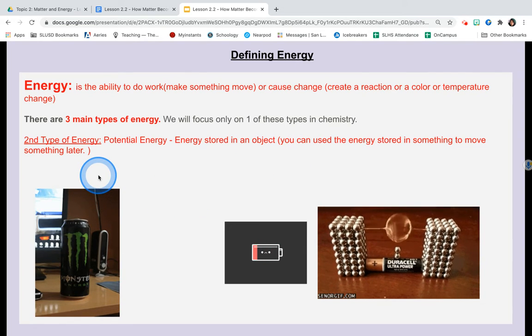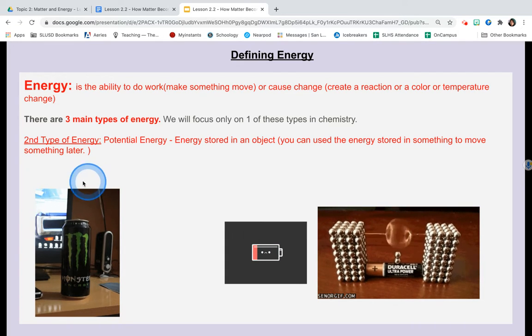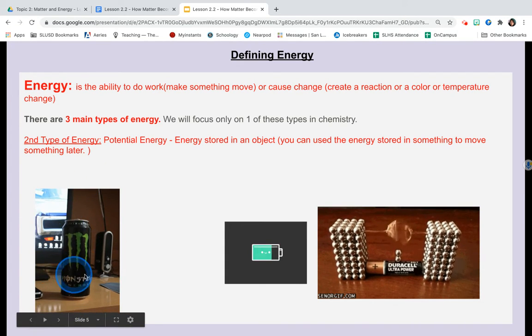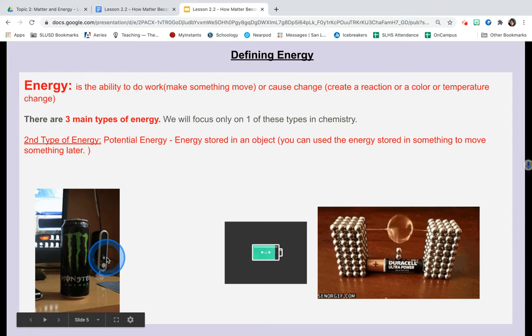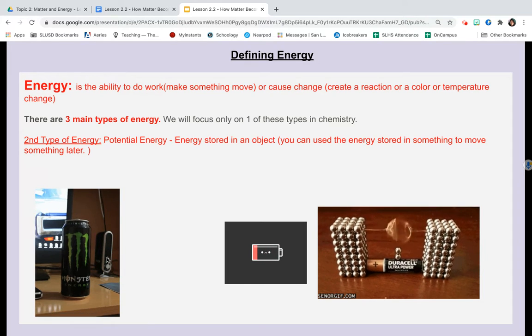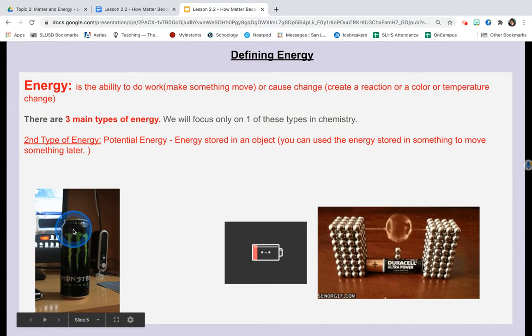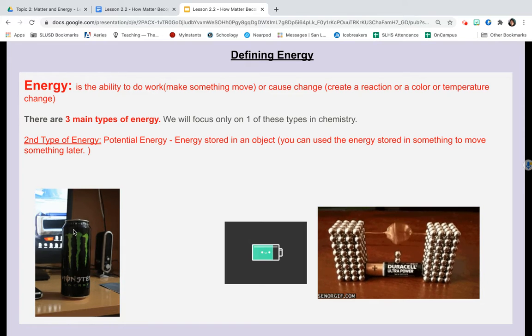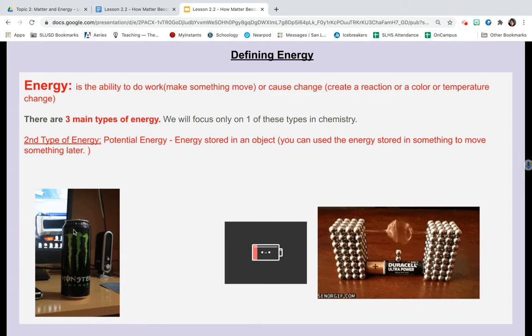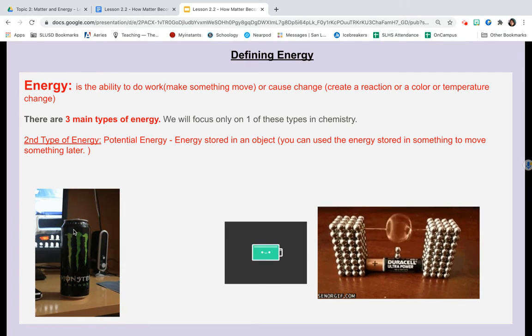So let me give you a couple of examples of that. Any type of fuel that you use would be considered energy. So if you're feeling super sleepy and you drink a Monster energy drink, right, you feel more energized. So there is energy in the form of liquid sugar and B vitamins and all these other things that are providing you energy once you drink it.